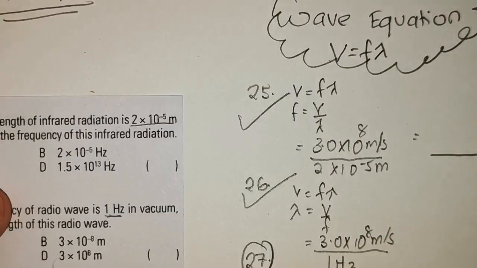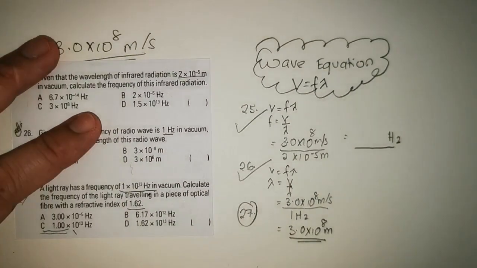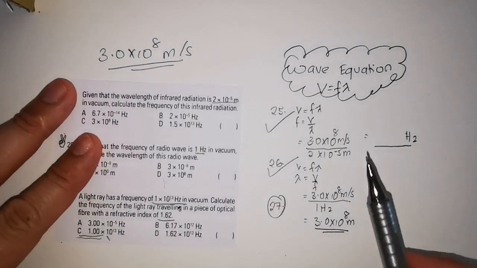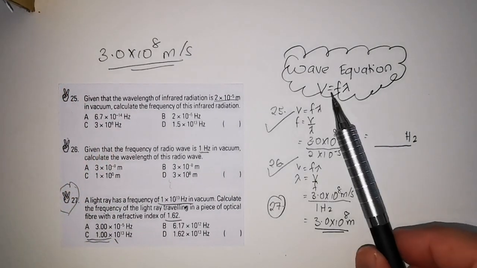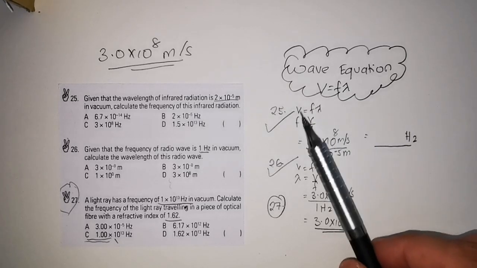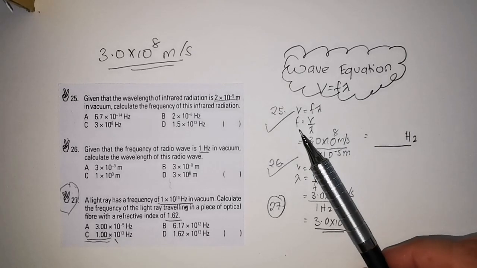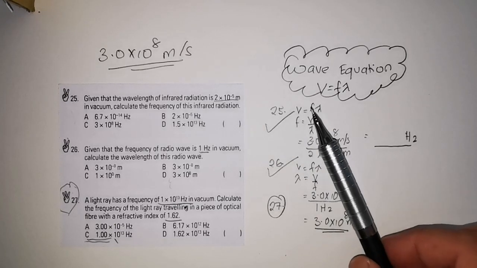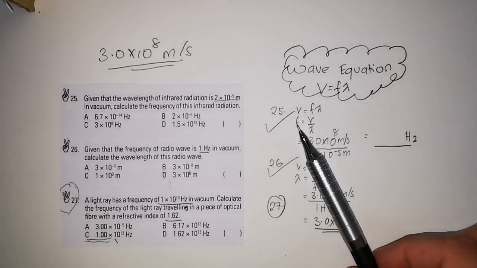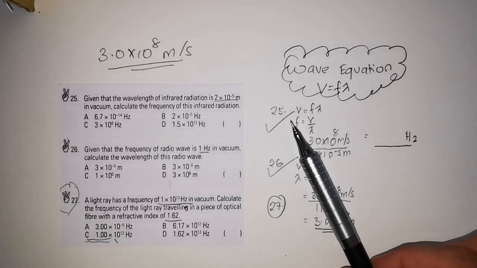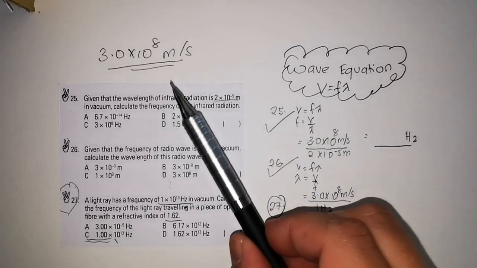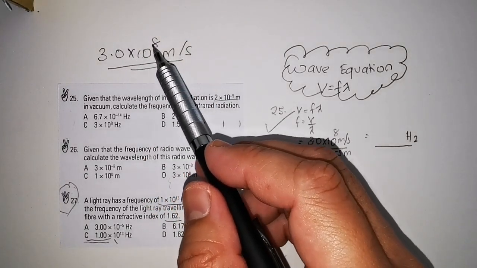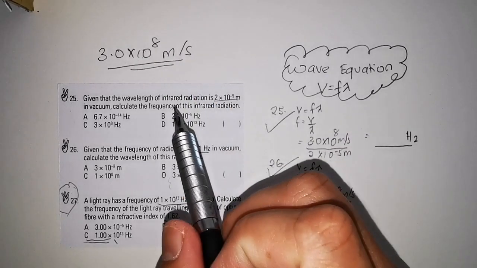So that's it. In this video, I showed you a lot of things, how to use the wave equation v equal to f lambda. It's up to the question. They may ask you to find the frequency, the wavelength, or the speed of the wave. Sometimes in MCQ, they will ask you the speed of light. So remember, you have to remember this one: 3.0 times 10 to the power 8 meter per second.